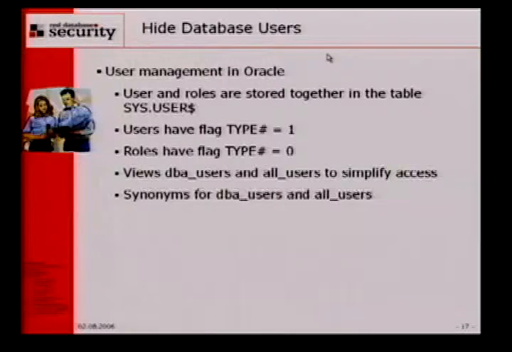Okay, user management. How is the user management done in Oracle? For a historical reason, Oracle is storing users and roles in the same table called sys.user$. Users have the flag type number 1 and roles have the flag type number 0. And to simplify the access, Oracle has two views, DBA_USERS and ALL_USERS, and public synonyms. So everybody in the database can at least access ALL_USERS, or if the user has DBA privileges, he can select * from DBA_USERS.